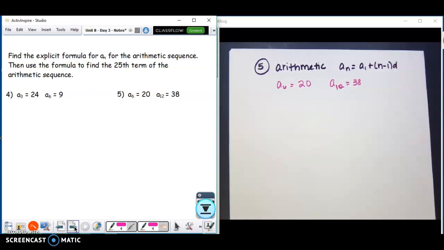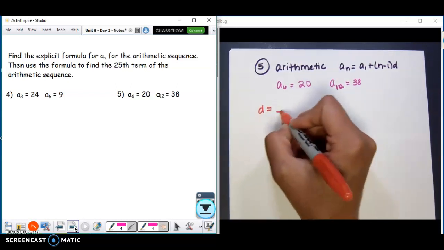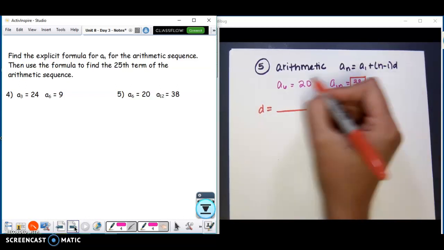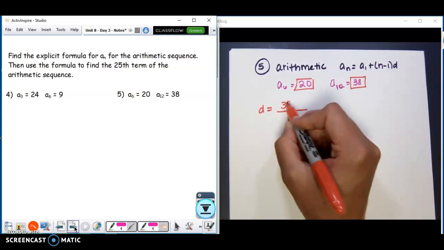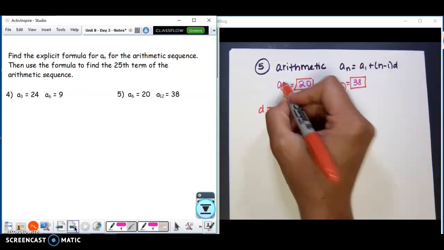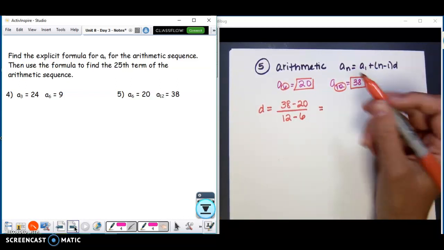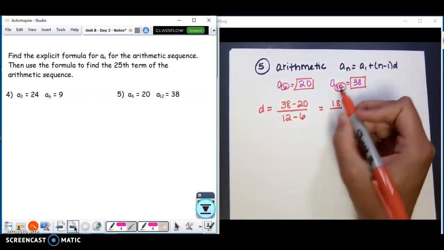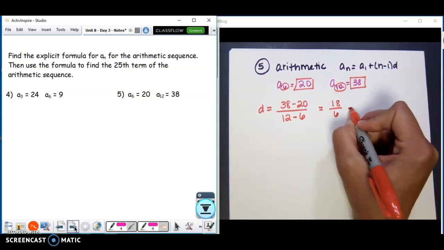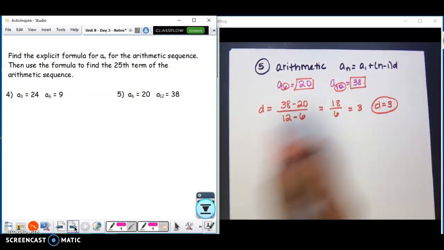So this is very, very similar to the last problem. We're missing a sub 1 and we're missing the common difference. So I'm going to find the common difference first. I'm going to subtract my 38 minus 20, and then I'm going to do my 12 minus 6. So 38 minus 20 will give us 18. 12 minus 6 will give us 6. So my common difference is going to be 3.